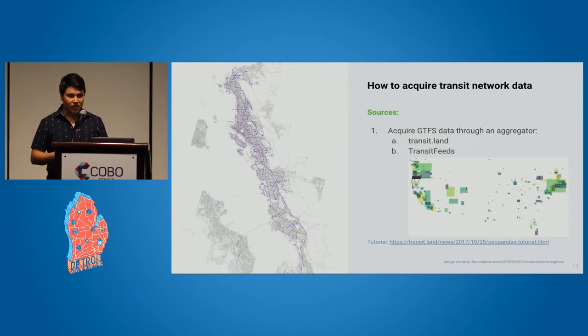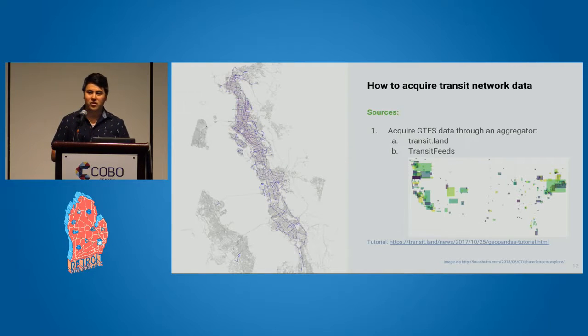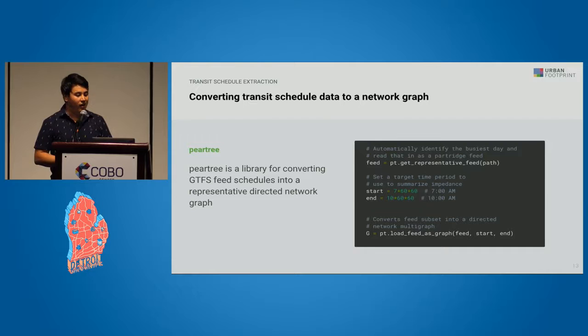And the transit network is produced from that GTFS data that I was discussing earlier. There are two primary aggregators of GTFS data: Transitland and TransitFeeds. Both of them have helpful blogs about how to pull down their data, but it's basically a zip file of text documents. Once you pull that down, there's a handy tool, caveat, I wrote it, called Peartree. Again, I'm trying to show that these are just very quick one-liners.